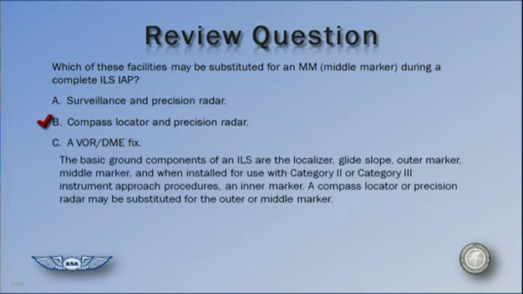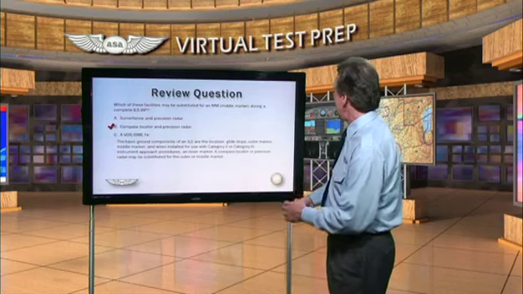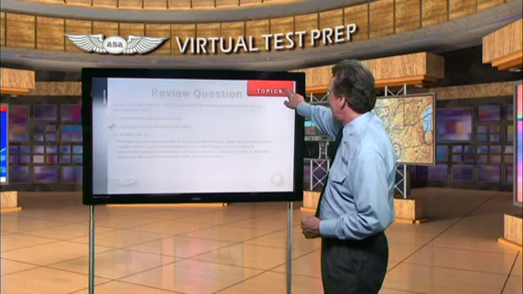The basic ground components of an ILS are the localizer, glide slope, outer marker, middle marker, and when installed for use with Category 2 or Category 3 instrument approach procedures, an inner marker. A compass locator or precision radar may be substituted for the outer or middle marker. All right, that's your answer, and we have a new topic.